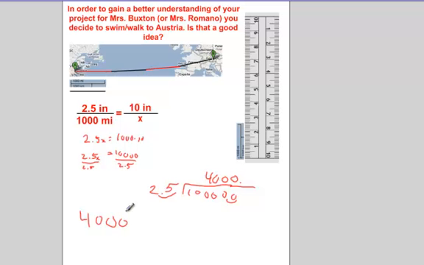That's it for now, but if you ever want to use scales, ratios, figure out how far things are, see if it's a good idea to walk, feel free.